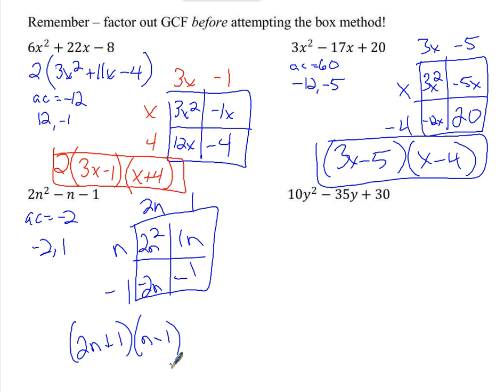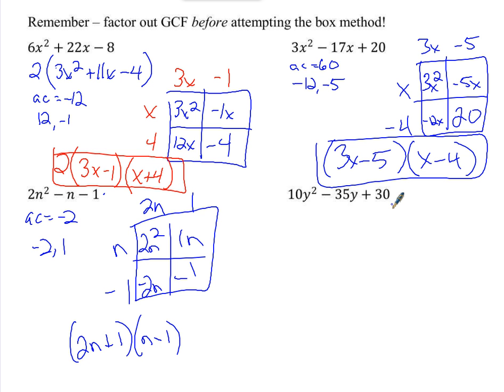We could FOIL that back out. If we FOILed it back out, we would get exactly that. If we FOILed it back out and we didn't get exactly that, what should we do? Find your mistake. If I look in the back of the book and I don't see my answer, what should I do? Find your mistake. That's how you learn.